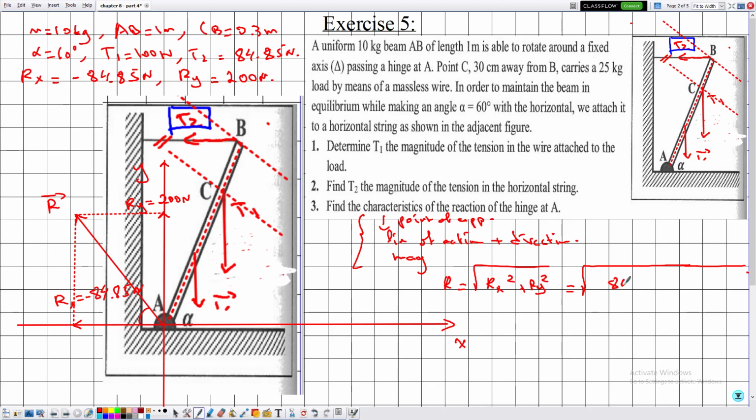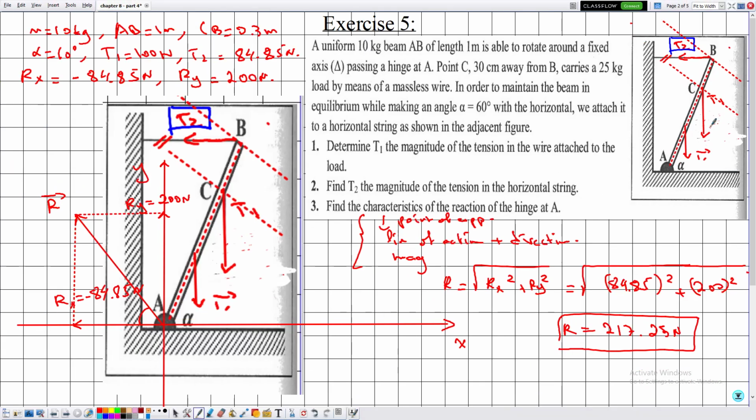Rx to the power 2 is given by 84.85 to the power 2. And you can plug this into the calculator. Then it's given by 217.25 newtons. Okay, so it seems it's a bit difficult, but as long as we follow the specified steps, it is easy.